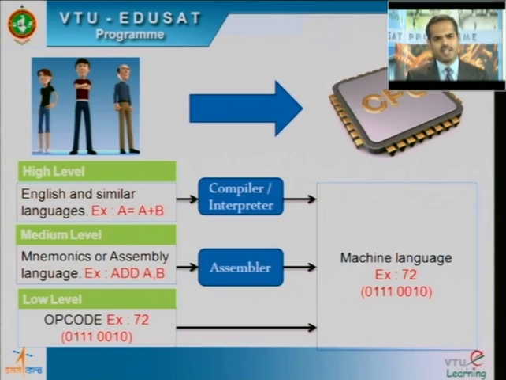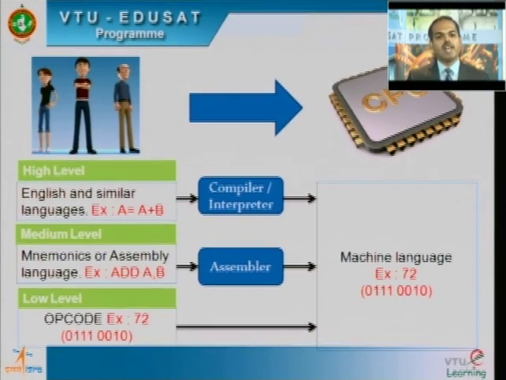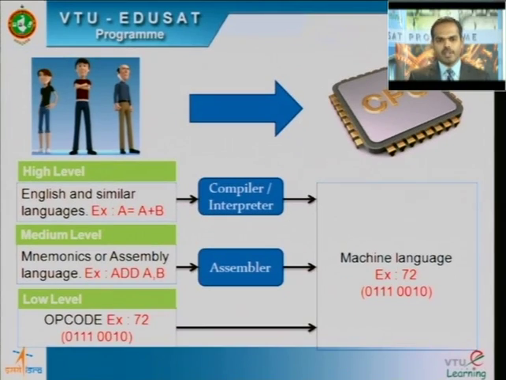Similarly, there is a medium level language. The medium level language has mnemonics like ADD for add, SUB for subtract, INC for increment, and this is also called assembly level language. Example: add A comma B. Again, this is very convenient for us as human beings to understand, but for the CPU it needs to be converted to machine level language. Hence, we need a translator called an assembler in between.